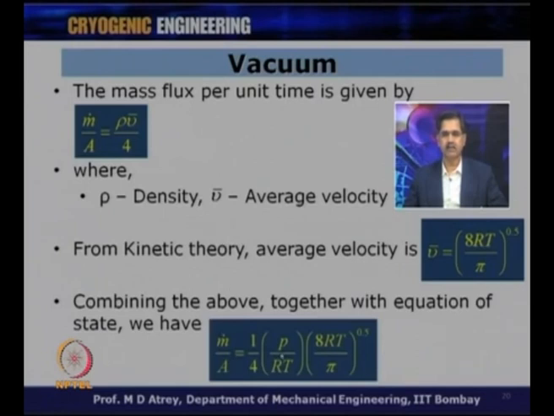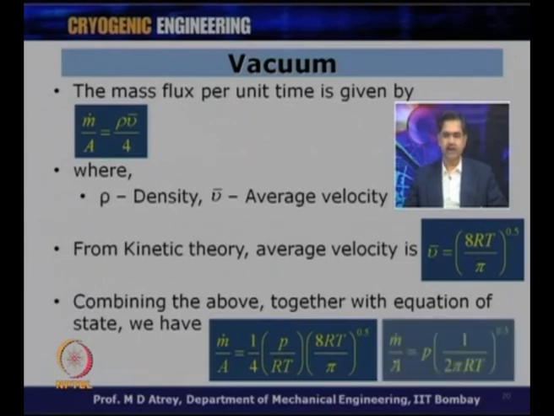So, m dot by A is equal to, replacing this rho by P upon RT. All right. So, by assuming the ideal gas equation, we get rho equal to P upon RT, times 1 by 4, and put in the value of V bar, I get this expression. And again rearranging, RT and RT get cancelled, and m dot by A is equal to P into 1 upon (2 pi RT) to the power 0.5.